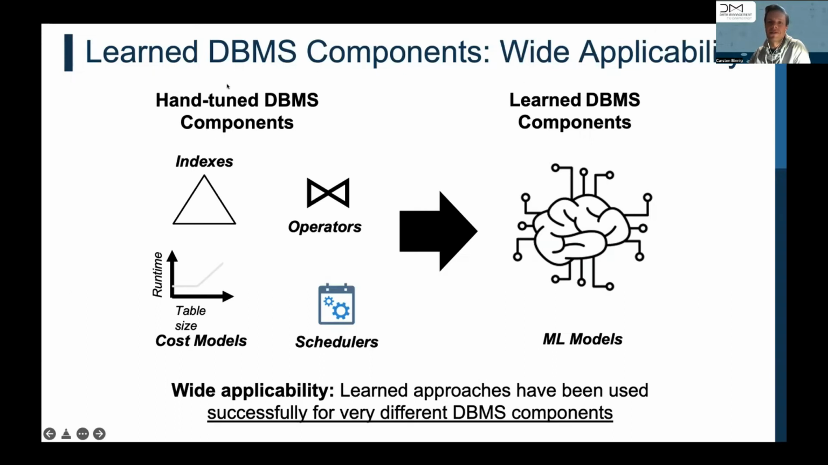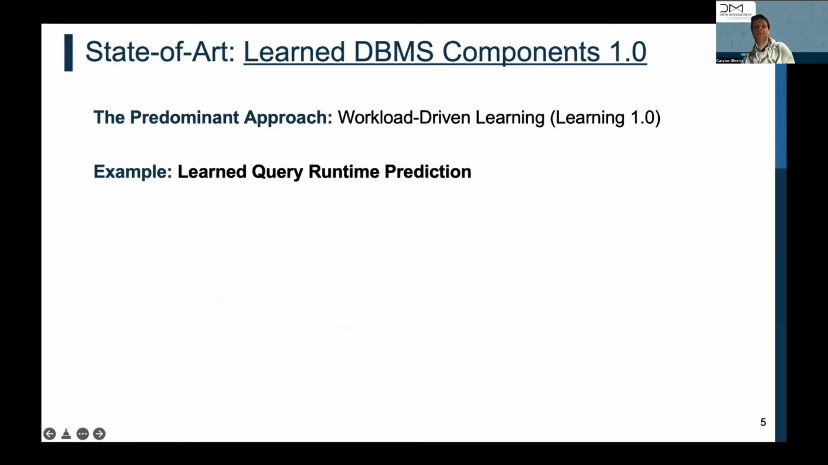And therefore the question is, what's wrong with how we learn components today? This is what motivated us here in Darmstadt to rethink how we should learn components for database systems. But before going into the main contributions of our work, let me quickly summarize how learned components are being realized today. For this, let me take a quick example where we try to learn a model that can do query runtime prediction in a database management system, which is a core component that can inform other components such as a query optimizer or scheduler.